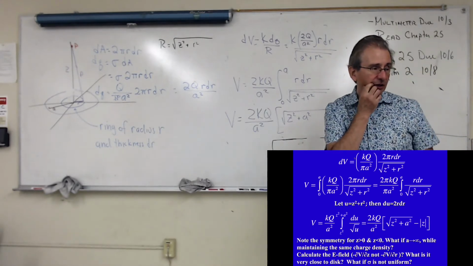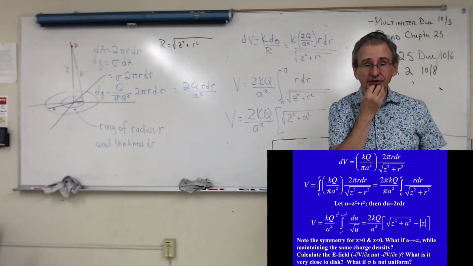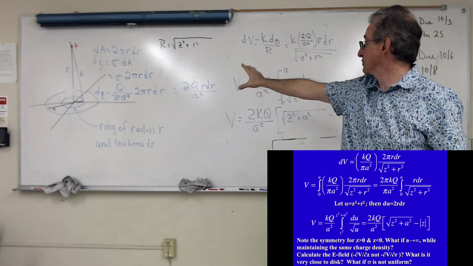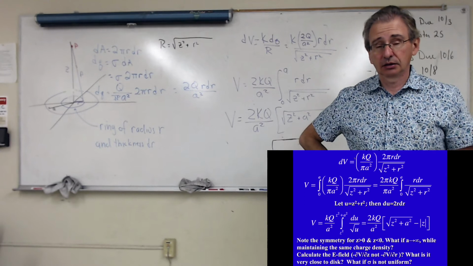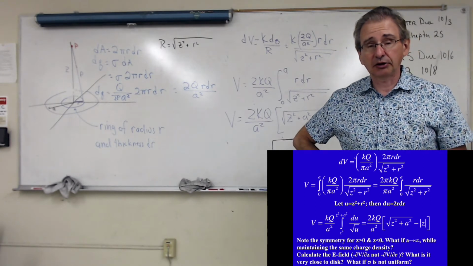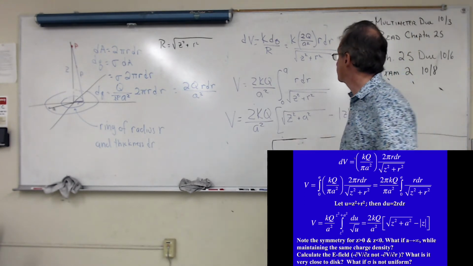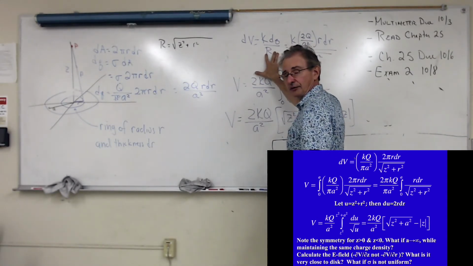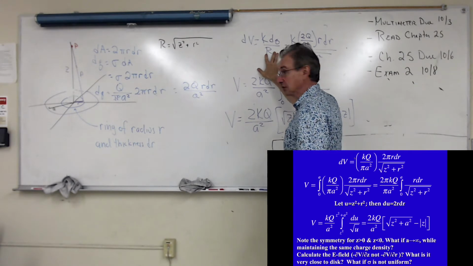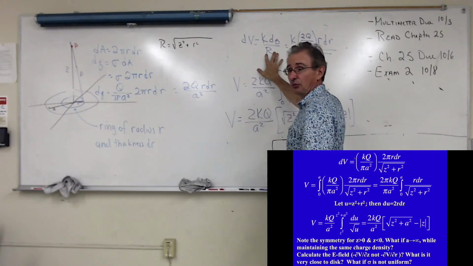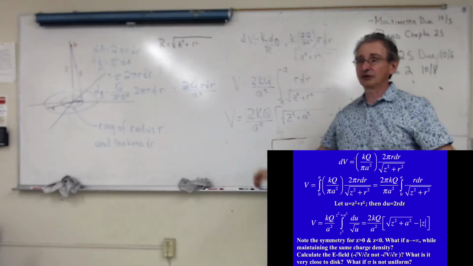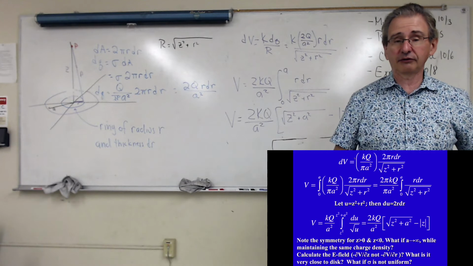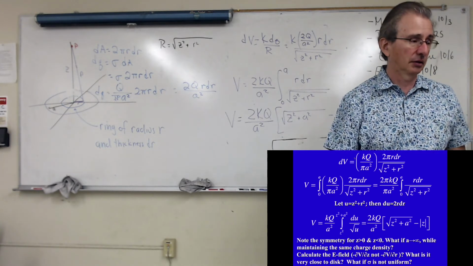What happens if A goes to infinity while we have the same charge density? Well, then Q goes to infinity, and we really can't use this method of calculating the electric potential, because this definition assumes a point charge. If you have something that's infinitely large, we can't use this expression. There's another expression we can use to calculate V, and I'm going to show you that in a little bit.